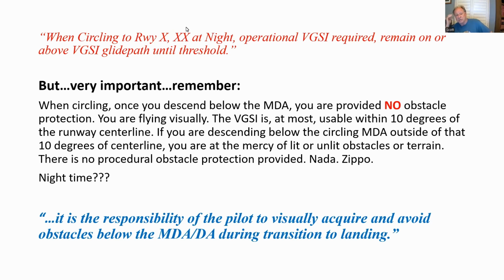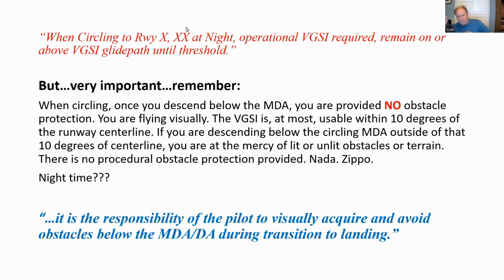There's no procedural obstacle protection provided. Nada. Zippo. So this comes into particular play when you're flying a night approach to an airport you're not familiar with. If you're relying on that VGSI to provide you with obstacle clearance, it will if you're within 10 degrees of the runway. But if you're outside of 10 degrees of the runway, you don't have anything.